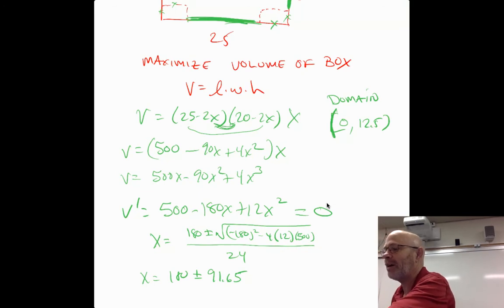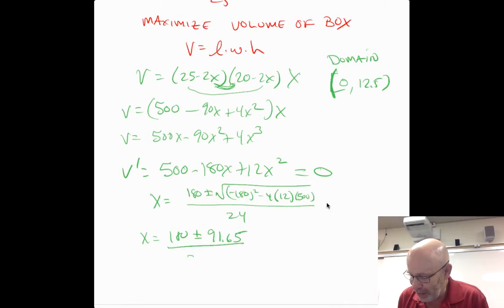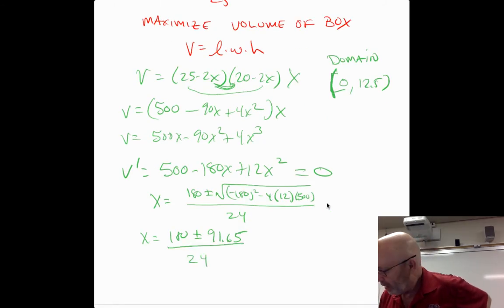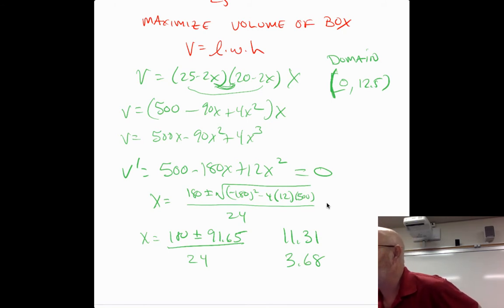Check something real quick here for you. Hang on 1 second. Yep, okay. So anyway, over 24. Now I'm going to find my two answers are 180 plus 91.65. So much for nice answers. I just want to make sure I didn't make a mistake there. 11.31. And then I'm going to go 180 minus 91.65. Divide that by 24, and I get 3.68. All right. And I'm just checking, and yeah, they're good.